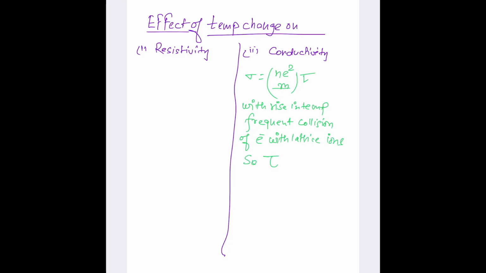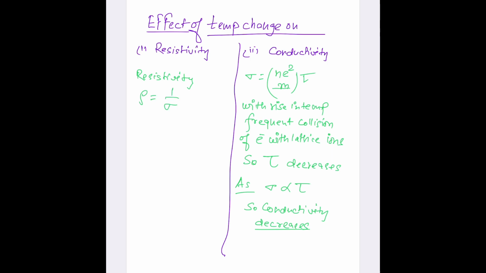As the temperature is increased, we know the collisions will be more and more, that is the frequency of the collision will increase. So the relaxation time, which is the time between collisions, will decrease. So since the conductivity is directly proportional to relaxation time, it will decrease with increase in temperature.